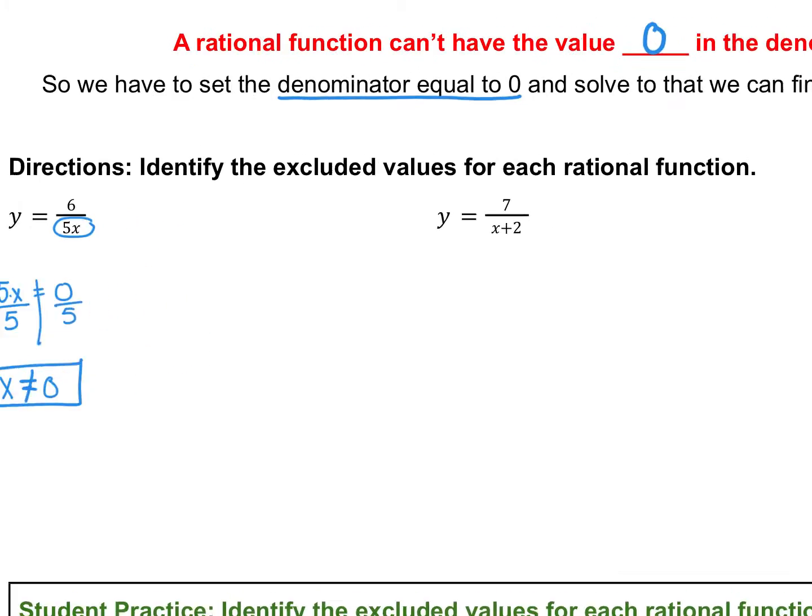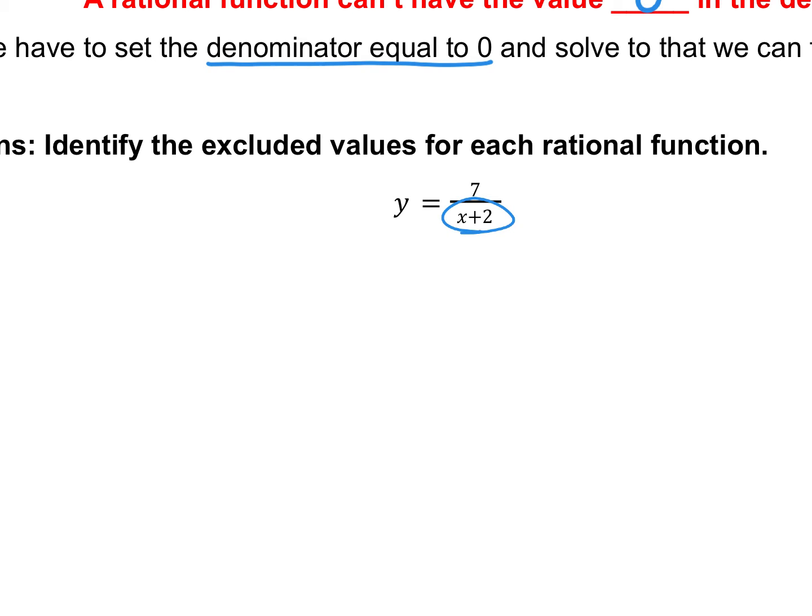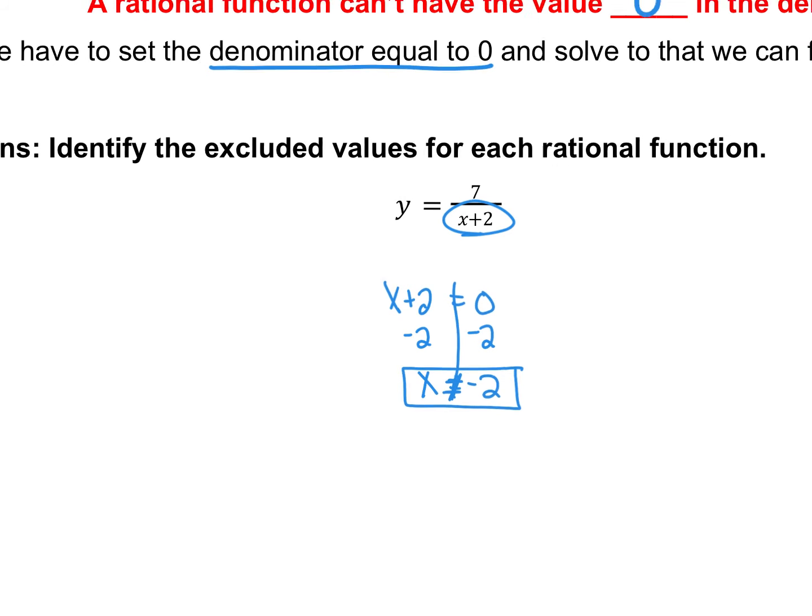Okay, let's try another one. Find your denominator: x plus 2. x plus 2 equals 0. Let's go ahead and solve for x. It's x plus 2. The opposite of plus is minus, so we're going to subtract 2 from both sides. This means that we have x equals -2. Before I go on, we're going to make it an excluded value by drawing that line through it. So x cannot equal -2.